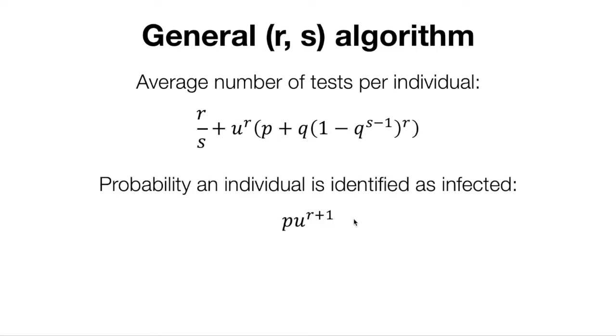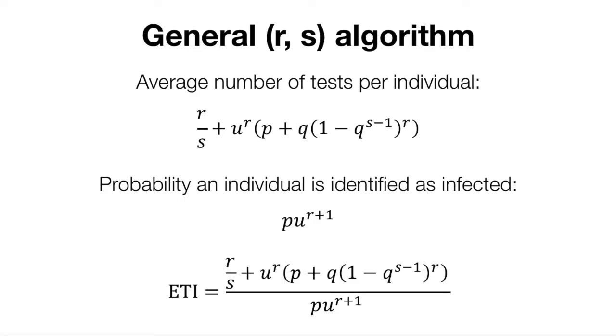The probability an individual is identified as infective. First, it must actually be infected, which is probability P. Then all R of its tests must correctly come out positive, and its one individual test must correctly come back positive. So that's U to the R plus 1. So that gives an ETI of this, the ratio of the two.